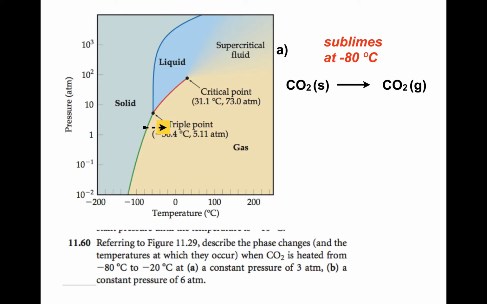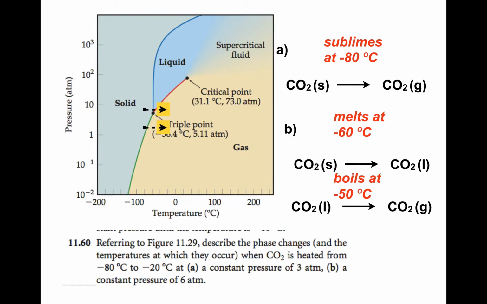All right, B, at a constant pressure of 6 atmospheres. So we're starting at about here. When I increase the temperature from negative 80 to negative 20, I'm crossing both lines. I'm crossing the line between being a solid and a liquid, so I'm melting here at about negative 60 degrees Celsius. And I'm crossing the line, I guess, at about negative 50 degrees Celsius, and this is where I'm boiling. So with a temperature increase from negative 80 to negative 20 degrees Celsius, I'm going through 2 phase changes.